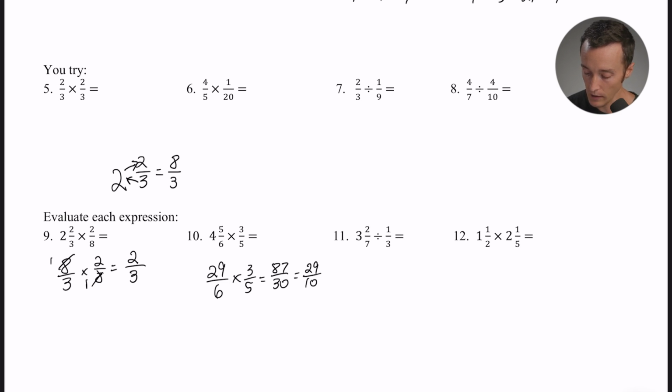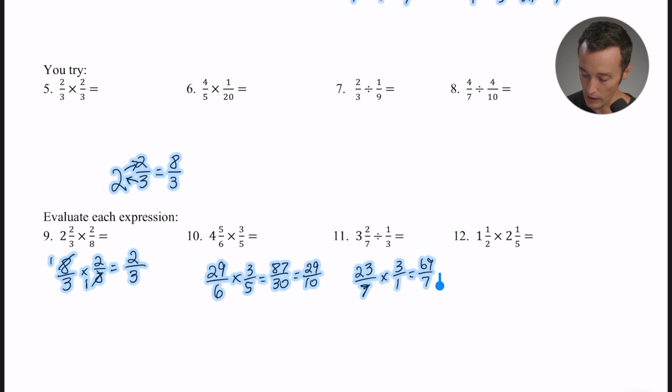Okay, let's do another one like that. How would I convert 3 and 2/7? Well, 7 times 3 is 21, plus 2 is 23 over 7, sorry. Okay, now the weird thing here is that this is divided by 1/3. So remember, the technique here is to flip it and multiply. So the reciprocal of 1/3 is 3 over 1. Okay, now I can just multiply straight across. I've got 23 times 3 is going to be 69, and 7 times 1 is going to be 7. And again, since we're just leaving these as improper fractions, we're going to be okay there.